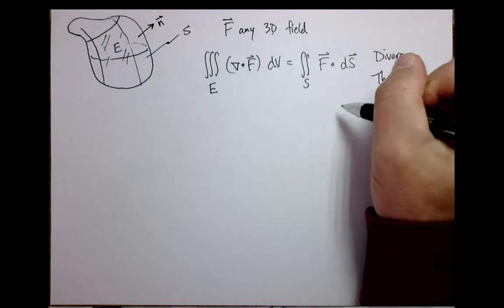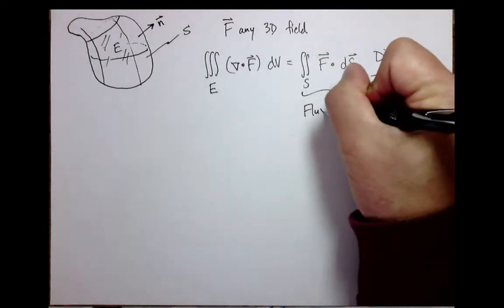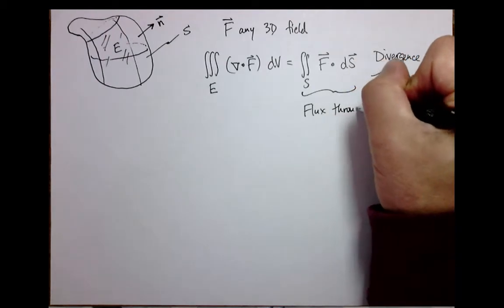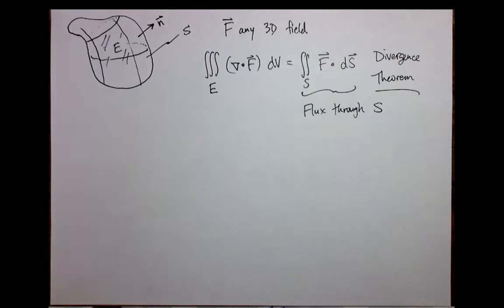This quantity here on the right is called the flux through S. It represents an amount of stuff going through the surface per unit time. So you imagine an amount of fluid, a volume of fluid coming out per unit time, or something like that.